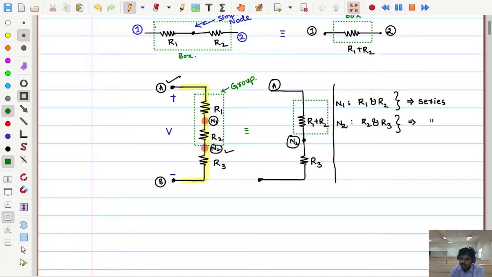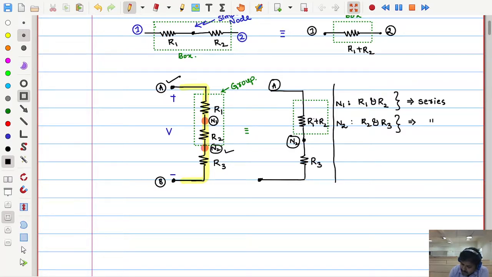We said that if two elements are connected in series, we can replace those elements by their equivalent value. The equivalent is the sum of those resistances. Previously two coins were there, now I made one coin with 2 rupees. In that way you can make some kind of analogy. Okay, right. So now that box is in series with R3.